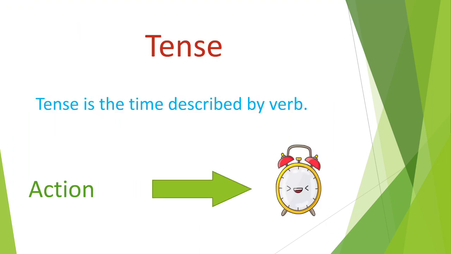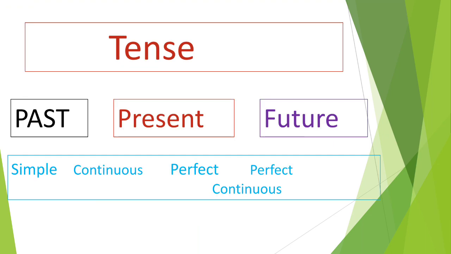So, what do we call it if a verb describes time? Yes, tense. Tense is the time described by the verb. An action which shows time is called tense. As we divide time into three parts, past, present and future, so the same for tense. Tense also has three parts: past tense, present tense and future tense.